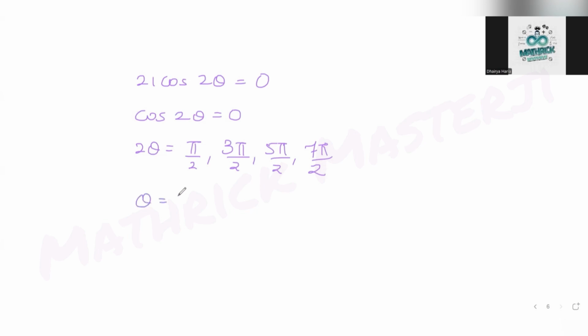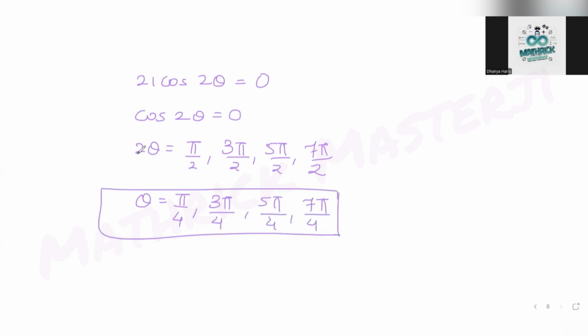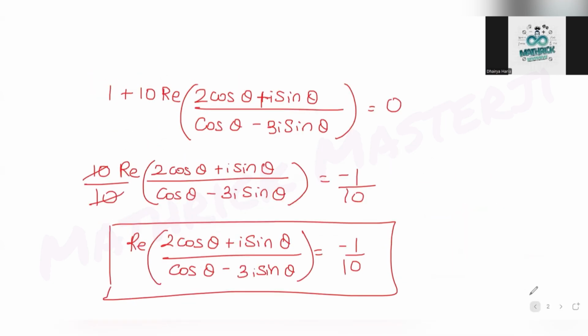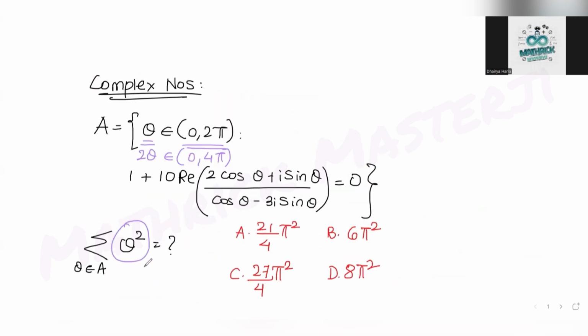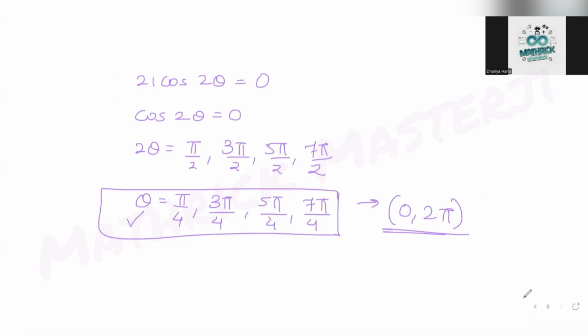So that leaves me with theta being pi over 4, 3 pi over 4, 5 pi over 4, and 7 pi over 4. So I get the values of theta by just dividing everything by 2. So I get all the angles of theta between 0 to 2 pi, which the question tells us: pi over 4, 3 pi over 4, 5 pi over 4, and 7 pi over 4. Now the question tells me to find the summation of all of these values of theta which belong to this set A. I have to square them and add them. So let's square them and add them.